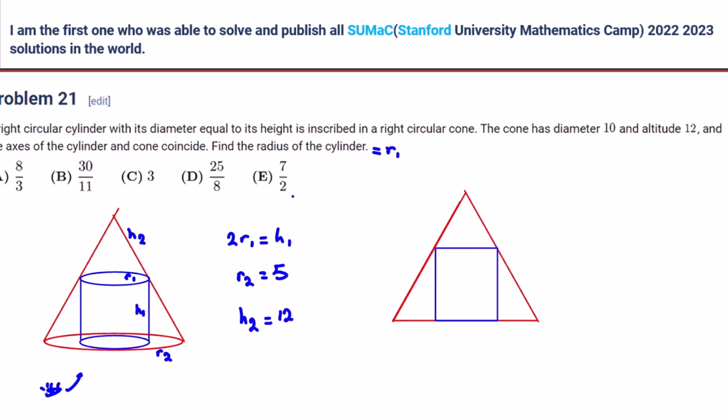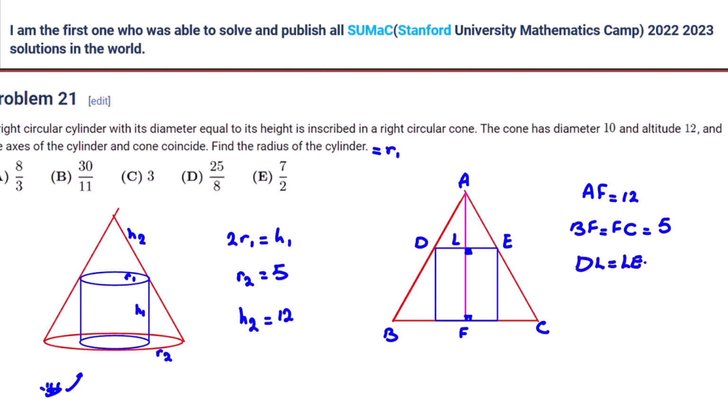So let's calculate these things. If I draw a height, this one is A, this one is B, this one is C, this one is D, this one is E, and this one is F. AF is what? AF is H2, which is 12. Exactly. BF is equal to FC, which is equal to 5. So let's consider this one L. DL is equal to LE, which is equal to R1.